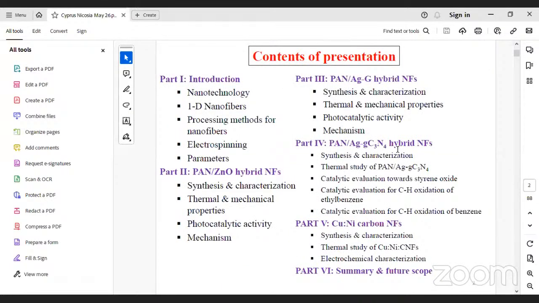This is the content of my presentation. General introduction with PAN zinc oxide hybrid nanofiber, their synthesis, thermal and mechanical properties, photocatalytic activity, its mechanism. PAN AGG hybrid nanofibers, same, that is synthesis and characterization, thermal and mechanical properties, photocatalytic activity, mechanism. PAN AGG C3N4 hybrid nanofibers, copper nickel carbon nanofibers, and summary and future scope of the work.